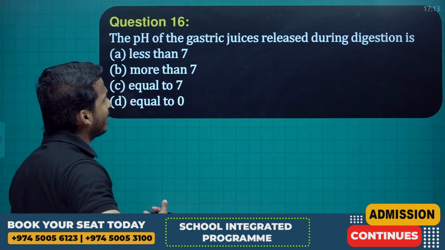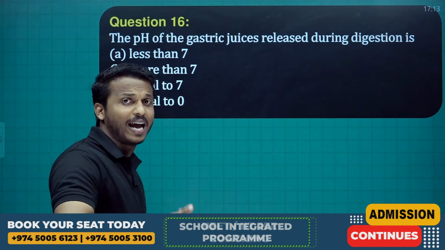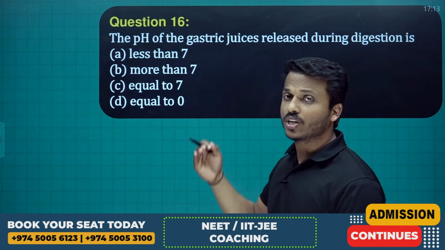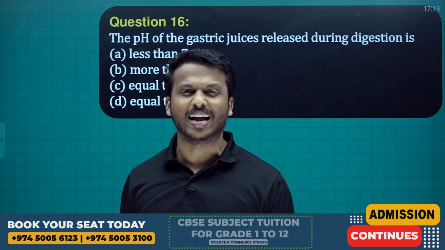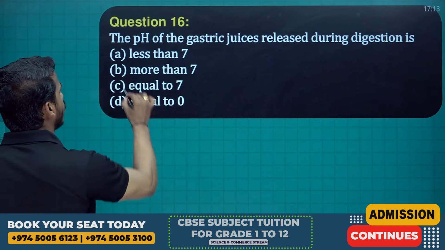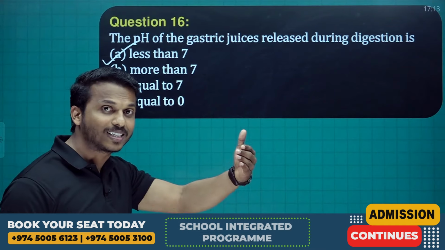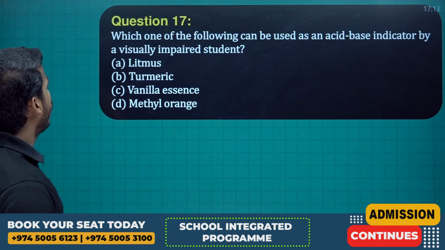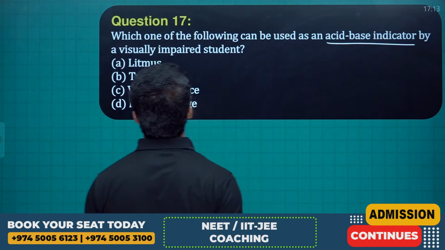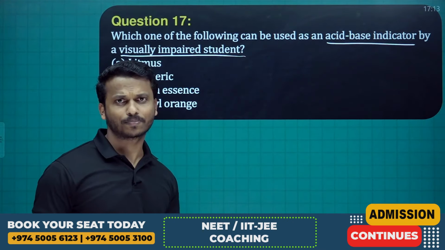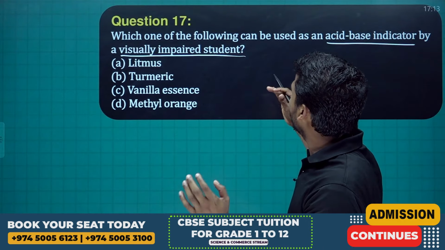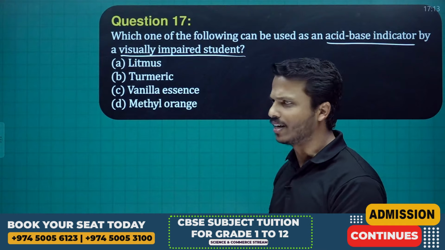Now, the pH of the gastric juices released during digestion is. Dear all, the gastric juice for digestion contains hydrochloric acid, HCl. It's acidic, so acidic means their pH is less than 7. Now, which one of the following can be used as an acid-base indicator by a visually impaired student? If they are not able to see, which of the following can be used as an acid-base indicator?